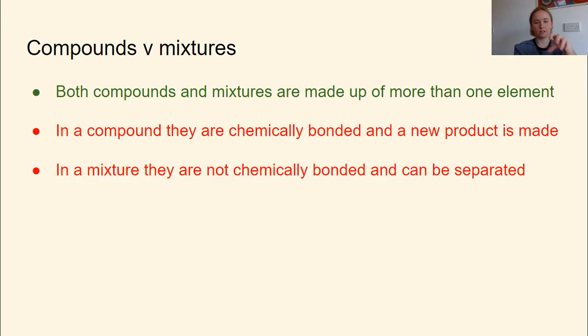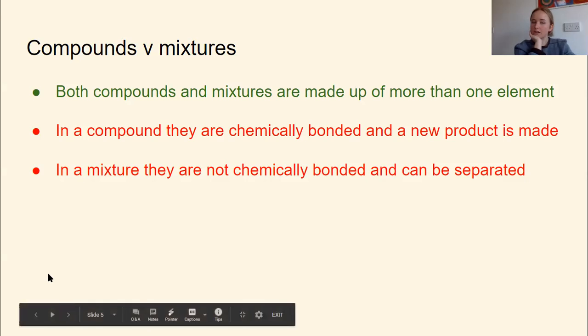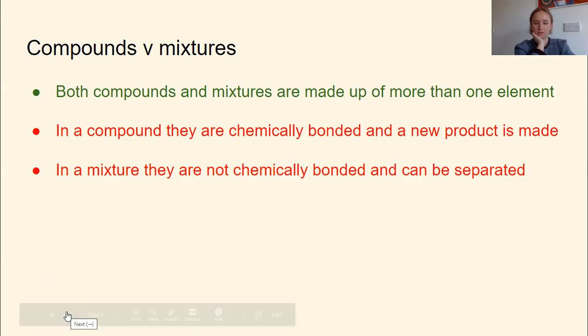This is normally shown through a diagram. There will often be 2 different color or shaped atoms connected together, and a new product is made. For example, when carbon and oxygen combine, they create carbon dioxide, which is a completely unique product with its own properties, own melting, boiling point, and so on. In a mixture, they are not chemically bonded, so can be separated. In a compound, the elements can be separated out, but it's much more difficult because it involves breaking of bonds, whereas in a mixture, that doesn't need to happen.